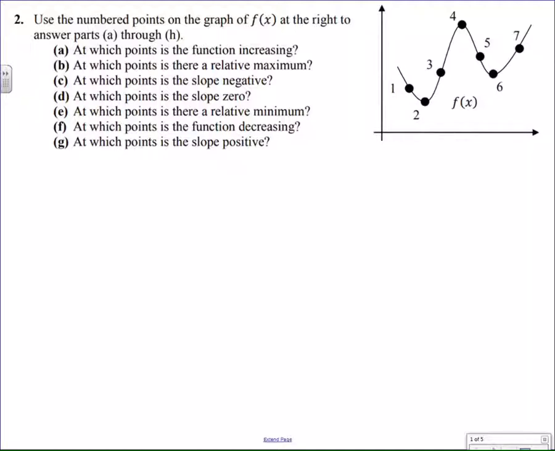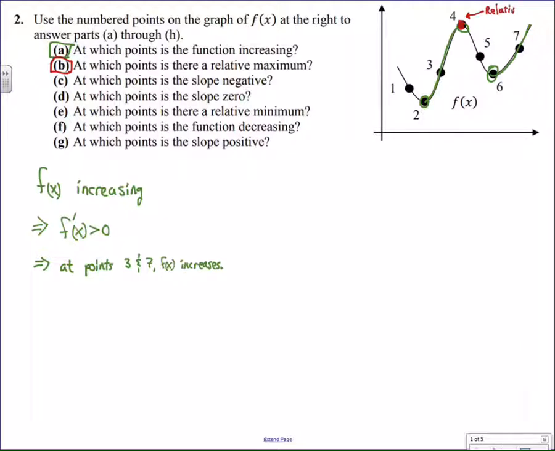So this is just showing you that there's a couple of different ways to describe the same general principle. So in the first case, I'll write f of x is increasing, which means f prime of x has to be positive, and when f prime of x is positive, we are talking about points 3 and 7. So at points 3 and 7, f of x is increasing because the slopes of the tangent lines at points 3 and 7 are positive.